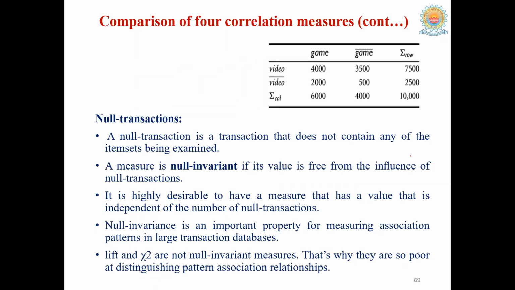A transaction that does not contain any of the item sets being examined is referred to as a null transaction. So what are the null transactions here? If you observe this, it is not a null transaction because it includes games and videos. Even though this one doesn't include videos, it includes games, so at least one item is there, and it is not a null transaction. Here, even though it does not include games, it includes video, so it is also not a null transaction.